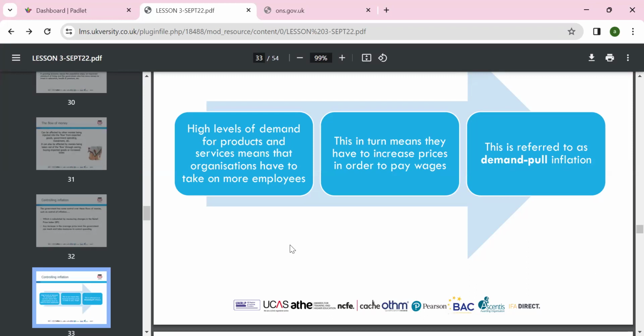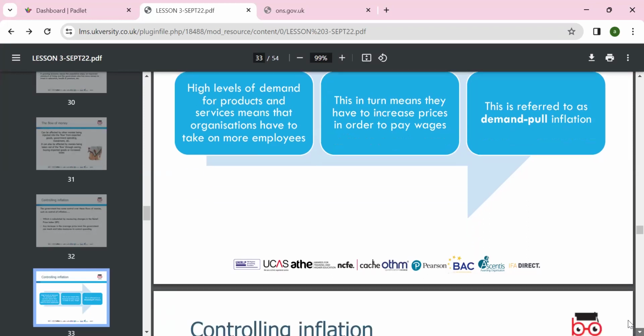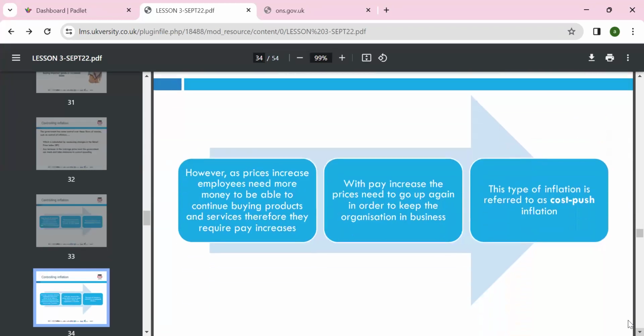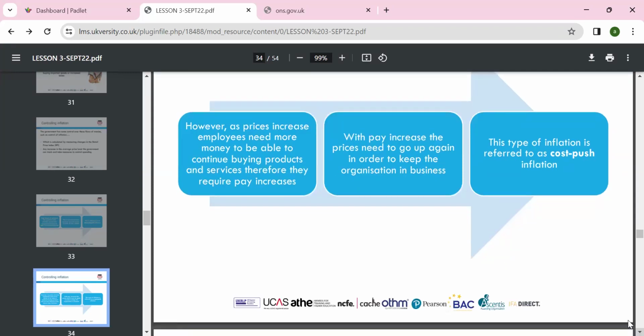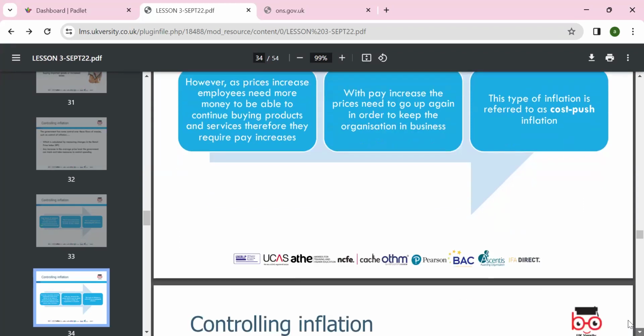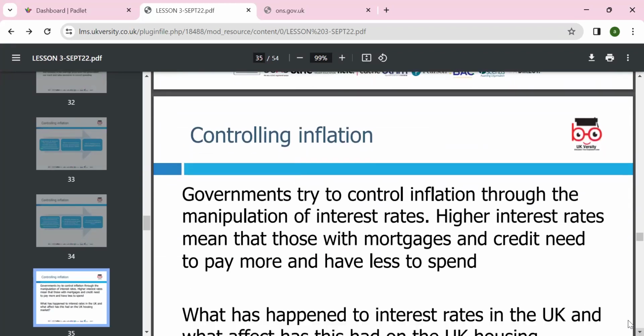So this term means an increase in prices in order to pay the wages, and this refers to demand pull inflation. So we can look at demand pull and cost push inflation. Controlling inflation, however: prices increase, employees need more money to be able to continue buying the product, and with the pay increase, the prices go up again in order to keep the organization in business. The typical example is cost push inflation, like when the national minimum wage increases, that can lead to cost push inflation.